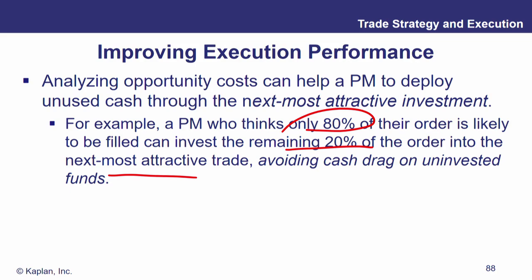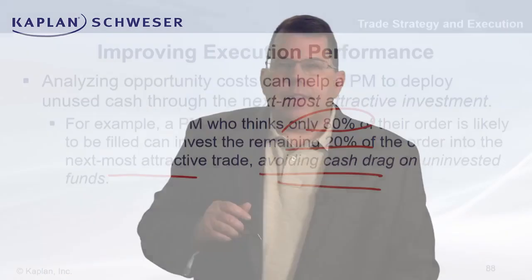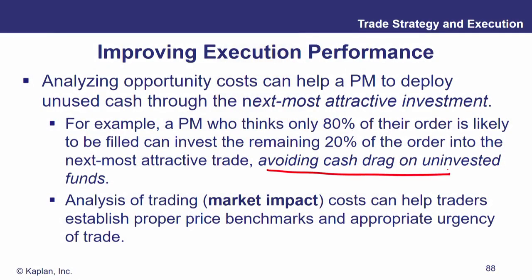So what are we doing here? We're avoiding the cash drag on uninvested funds. If you haven't looked in a while at a checking account or a savings account, you're not earning much money. In fact, you're almost earning nothing. And in some countries you are earning nothing. In fact, less than nothing. It's negative. Okay, so we want to avoid this cash drag. And using this next most attractive investment is a great method to help lower opportunity costs.